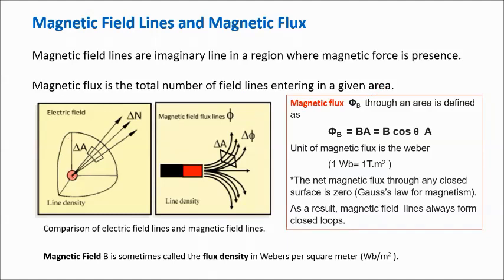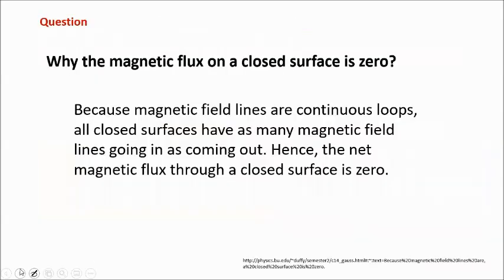So sa electric field, we have field lines, no? How many field lines crossing in a virtual surface? Ito yung virtual surface. And in magnetic flux, how many magnetic field lines crossing our virtual surface? So to compute that, we have magnetic flux is equal to B times A or equal to B cosine of an angle times A.